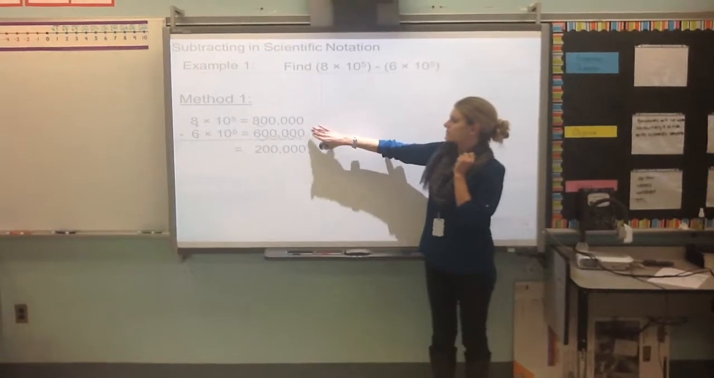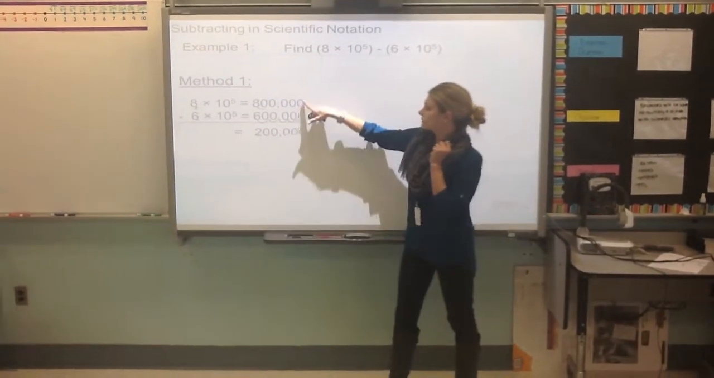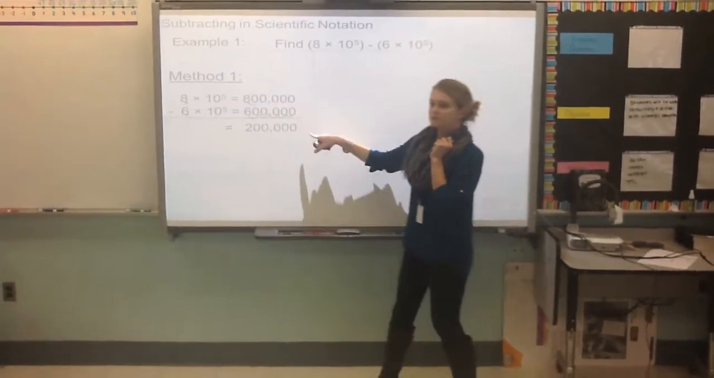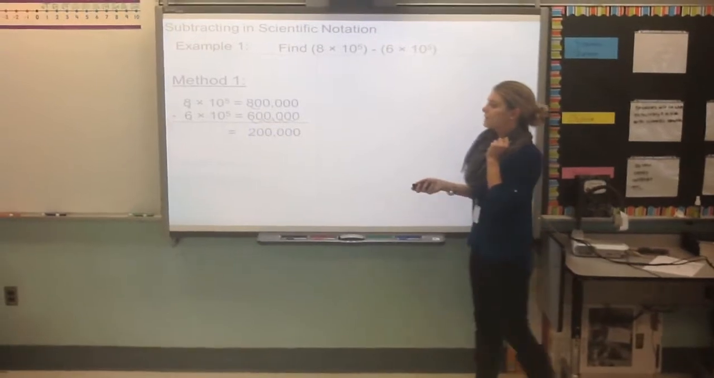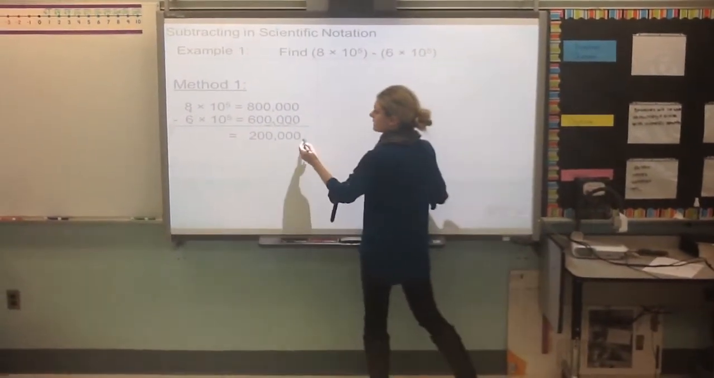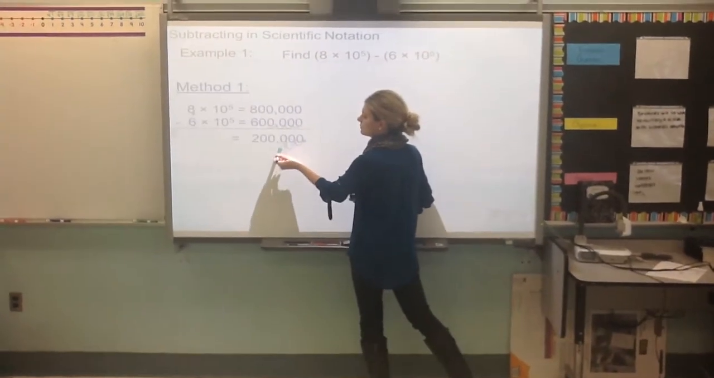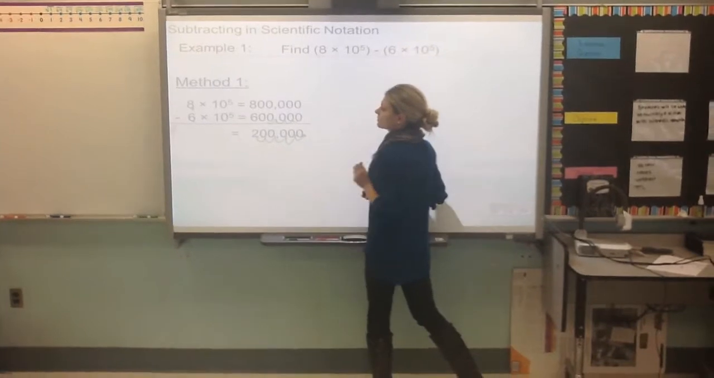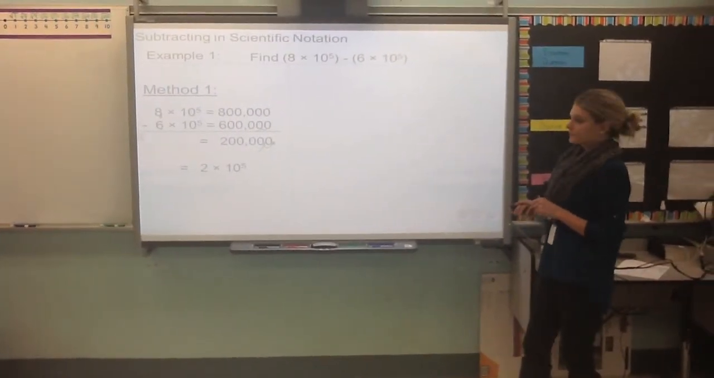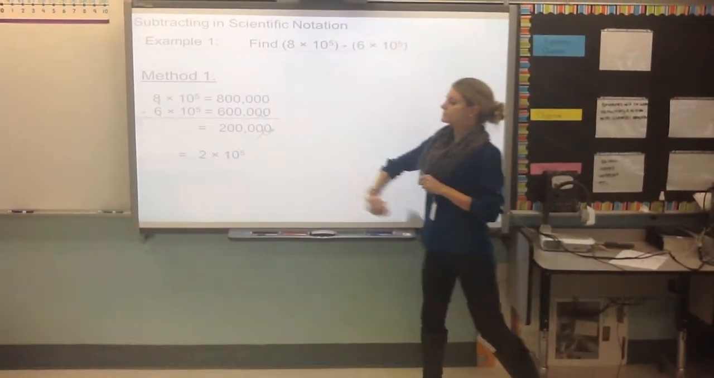So now that I have my numbers written in expanded form, I can just subtract them. Okay, and it's really important that we line these up. So 800,000 minus 600,000 is going to give me 200,000. My last step is I want to change this back into scientific notation. So again, I would count over how many spaces to move my decimal. 1, 2, 3, 4, 5. So I'm going to write this as 2 times 10 to the power of 5. Okay, so that's method 1. We can write it out, subtract, turn it back to scientific notation.